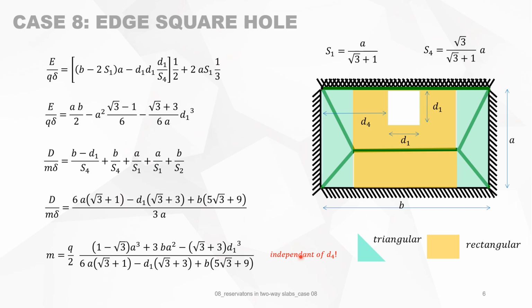You will see that by checking the position D4, you can arrive with this formula at a number which is not applicable. So yes, the formula is independent of D4, but not the conditions.